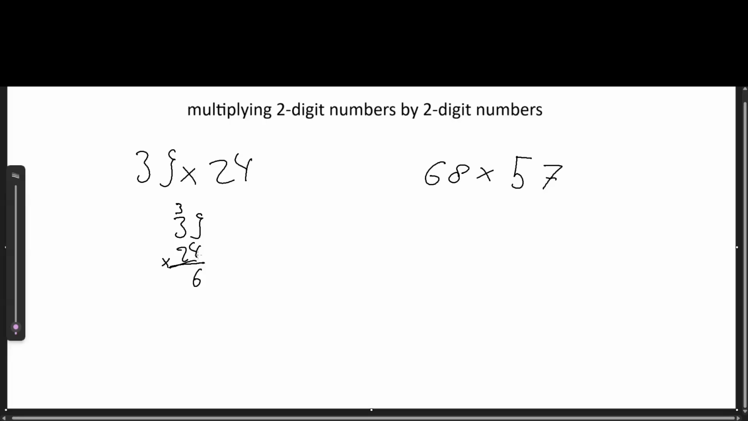After, we're going to do 4 times 3. 4 times 3 equals 12, plus the 3 we saved here is 15. So we put the 5 here. We don't have any space to put the 1, so we just put it here.